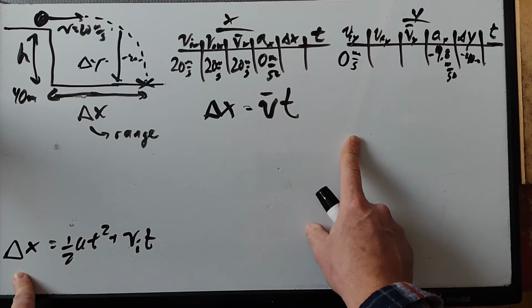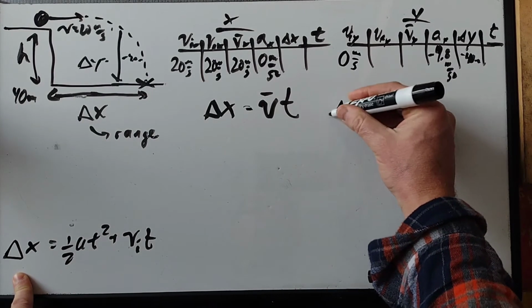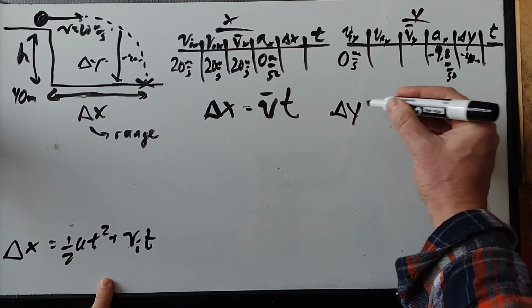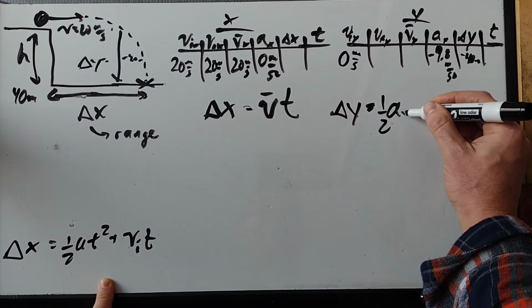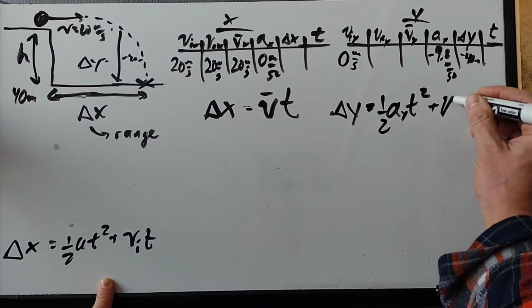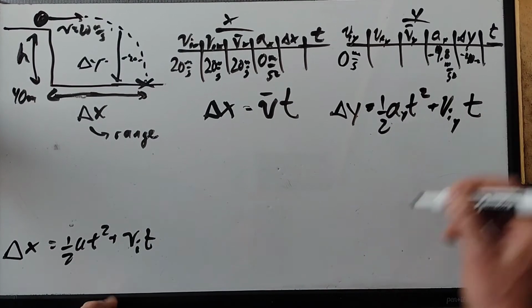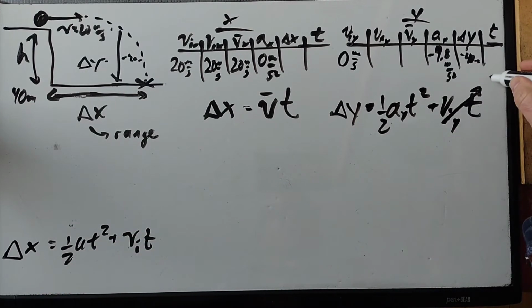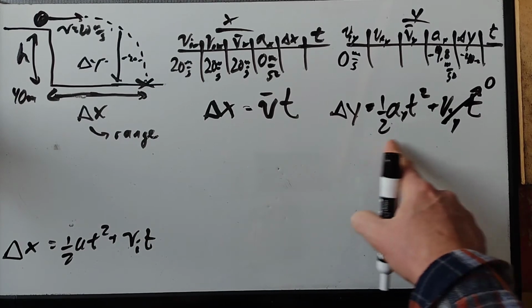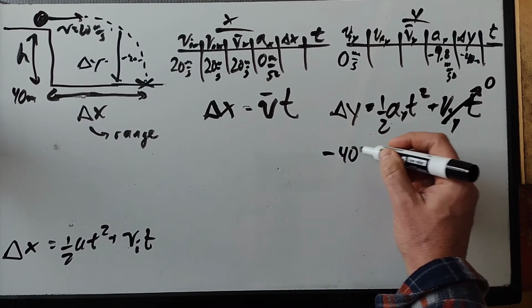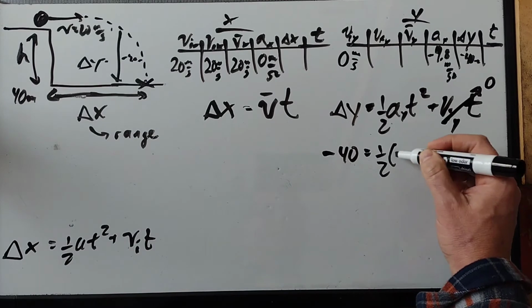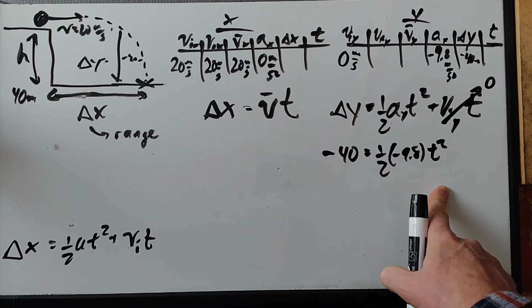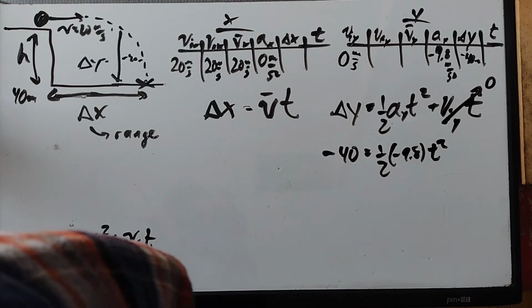So look, I'm going to rewrite this equation over here. Delta y, I'm going to put in delta y instead of delta x because it's vertical displacement, equals 1/2 a_y t squared plus v initial y t. This is awesome because I know v initial y is 0. This term is going to disappear. I'm left with these two. So I know this is negative 40 equals 1/2 of negative 9.8 times t squared. So look at that, one unknown variable. Now we just have to follow through with the math.